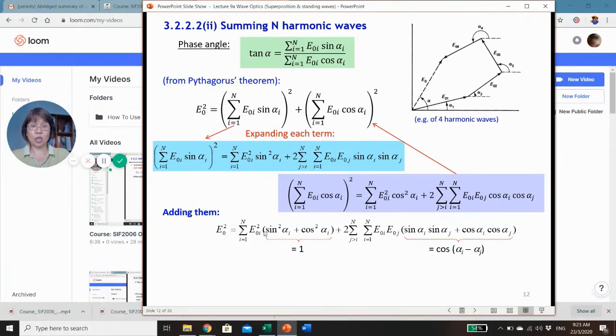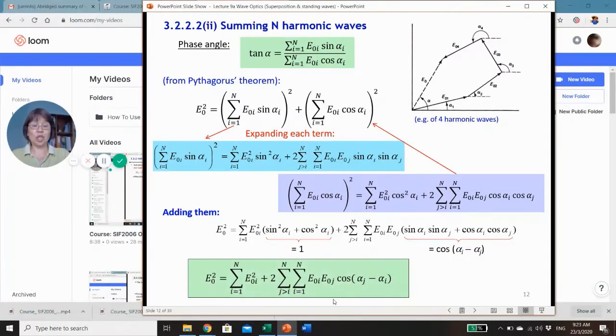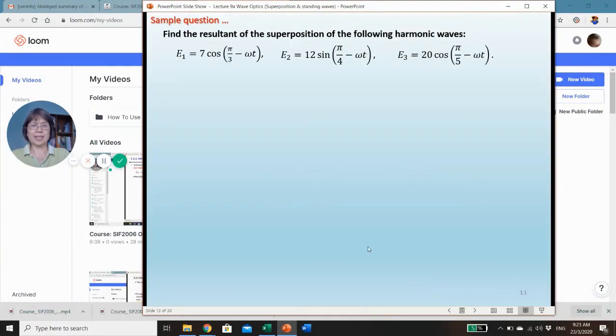This is a trigonometric identity that's equivalent to 1. And over here, this is again equal to cosine of the difference of two angles. So then we can simplify the expression into this. Here we can then get the amplitude of a resultant wave. Okay, it's quite a simple expression. So let's put it to practice.